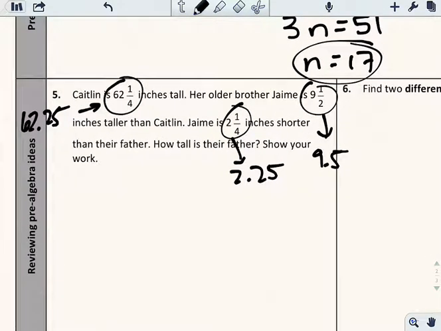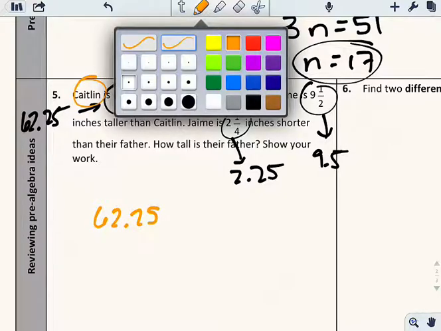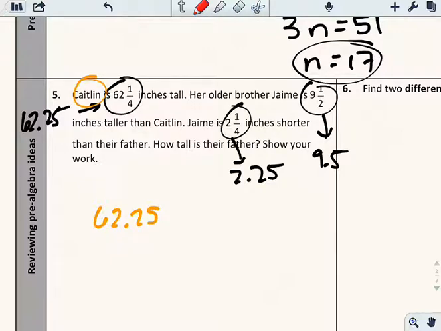Okay, so let's try this out. Caitlin, which I'll call orange, is 62.25 inches tall. Her older brother Jamie is 9.5 inches taller than Caitlin. So if I take hers plus 9.5, I get Jamie's. So J is going to be this addition problem: 62.25 and add 9.5. That means Jamie is 71.75 inches tall.